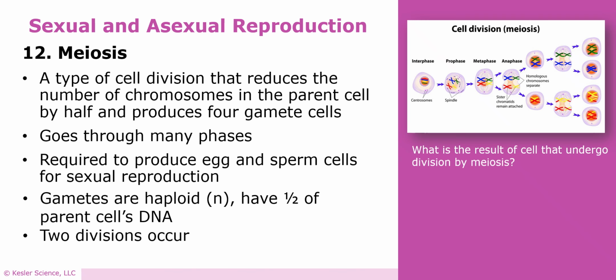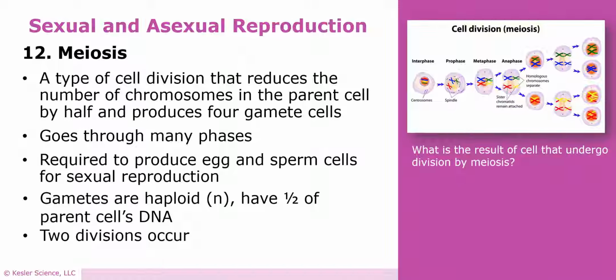Meiosis occurs, and at the end of meiosis, you will end up with four gametes, four daughter cells that we call gametes. And there are many phases that the cells have to go through in order to go from one parent cell to four daughter cells known as gametes. This is required to produce the egg and the sperm for sexual reproduction.